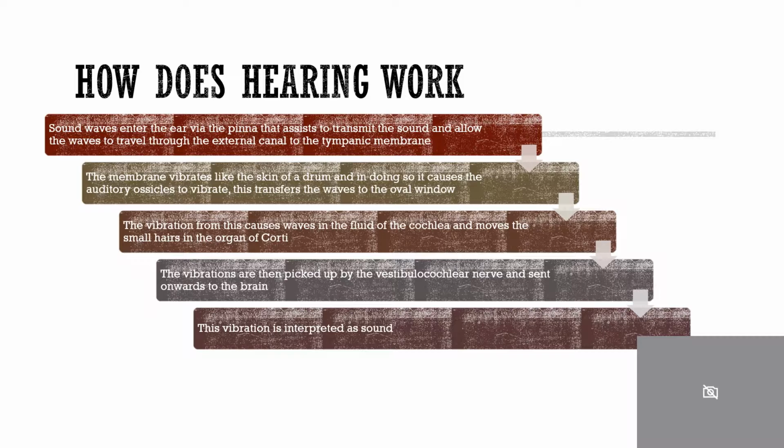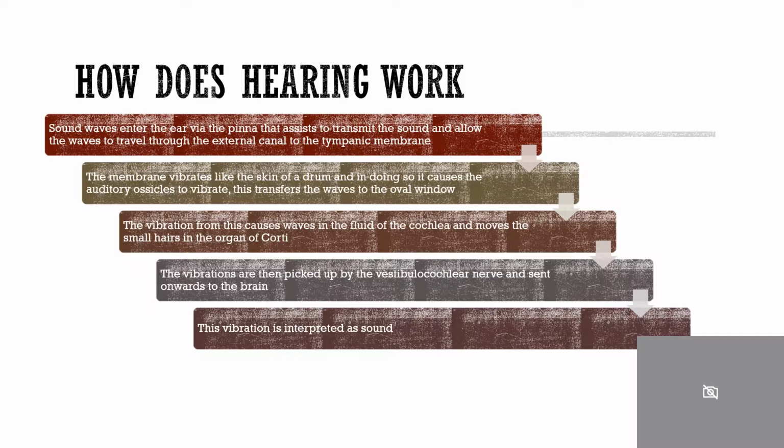So how does hearing work? The sound waves enter the ear via the pinna, and this assists to transmit the sound and allow the waves to travel through the external canal to the tympanic membrane. The membrane vibrates like the skin of a drum, and in doing so it causes the auditory ossicles to vibrate. This transfers the waves to the oval window.